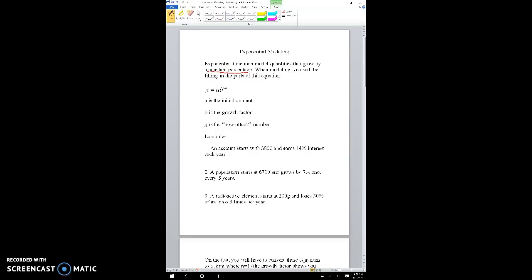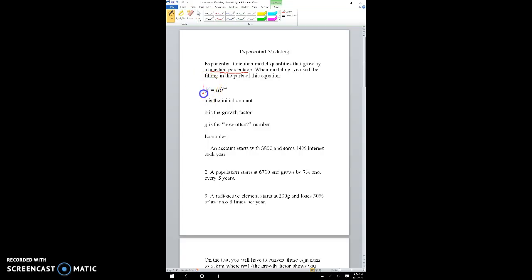So in all these problems, you'll be reading about a quantity that changes by a certain percentage each period, as opposed to when you did linear functions back in Algebra 1, where it might be a bank account earns $50 every month. The $50 is a constant amount, it's not a percentage.